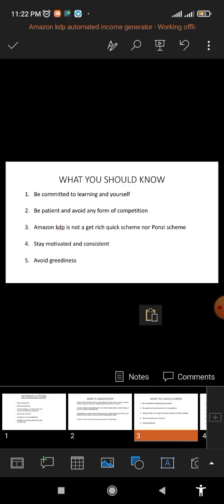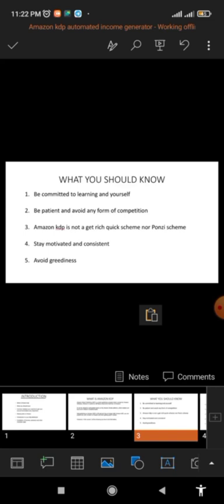Amazon KDP is not a get-rich-quick scheme. You should know this better. It is not a get-rich-quick scheme. So many people have come in with the mentality that they will invest money, and in less than a day or a week, they must have started earning from that business model. It is not done that way.